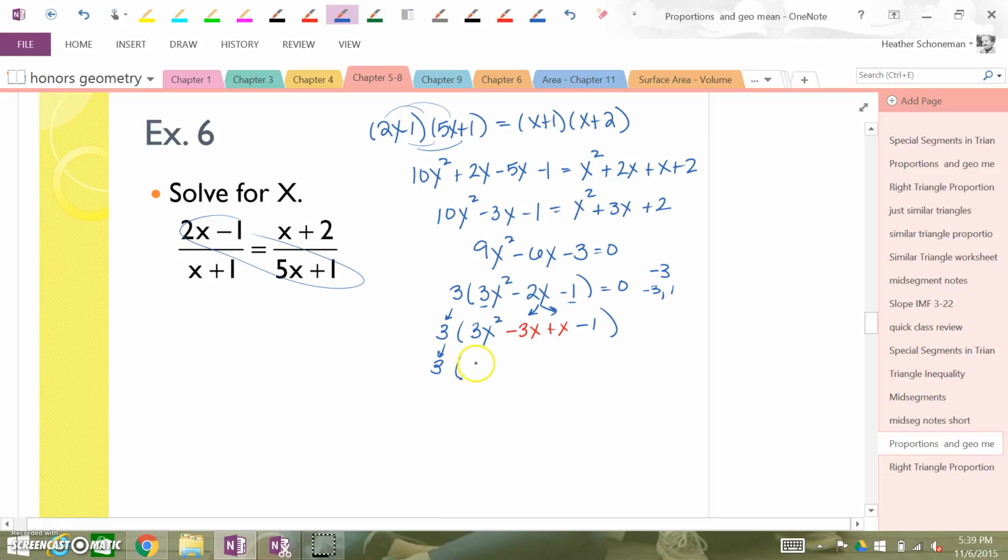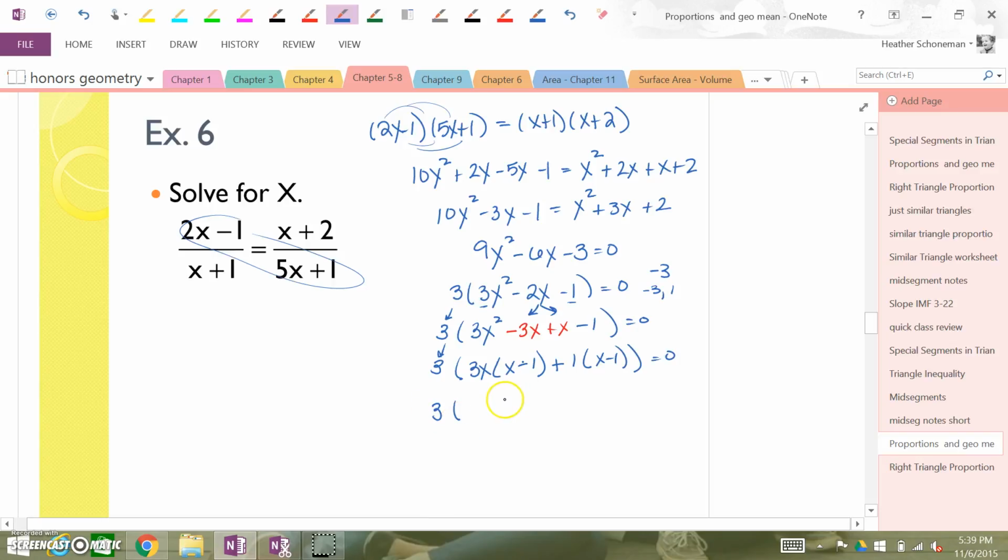Factor by grouping. Out of the first two terms, I can take out a 3x. That leaves me with x - 1. The next two terms, I have to factor out something, so I'll take out a 1. That leaves me with x - 1. Okay. This all equals 0. All the work is done.